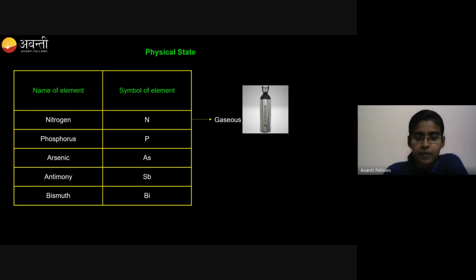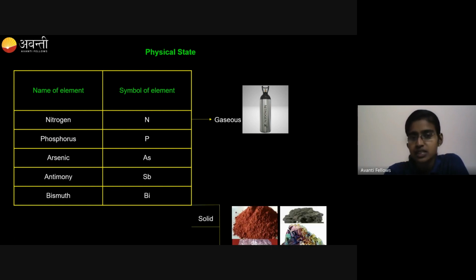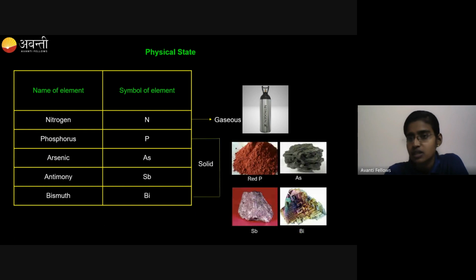And coming to phosphorus till bismuth, they are solids. Red phosphorus and arsenic, antimony, bismuth, everything you see, they are existing in the solid state. No liquid is present in group 15. That is the point you are studying from this. Clear? This is about the physical state of the group 15 elements.